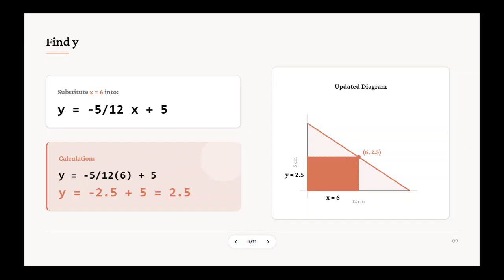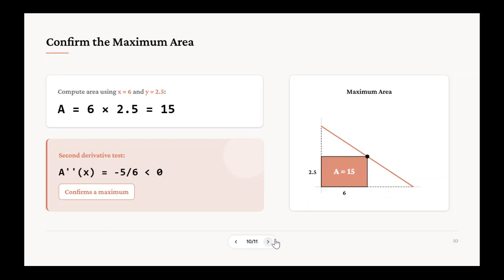And now, for the grand finale. Area equals width times height. 6 times 2.5 gives us exactly 15 square centimeters. This is the absolute largest rectangle you could fit into a 5, 12, 13 triangle under these rules. Any other width, like 5.9 or 6.1, would give you a smaller area.